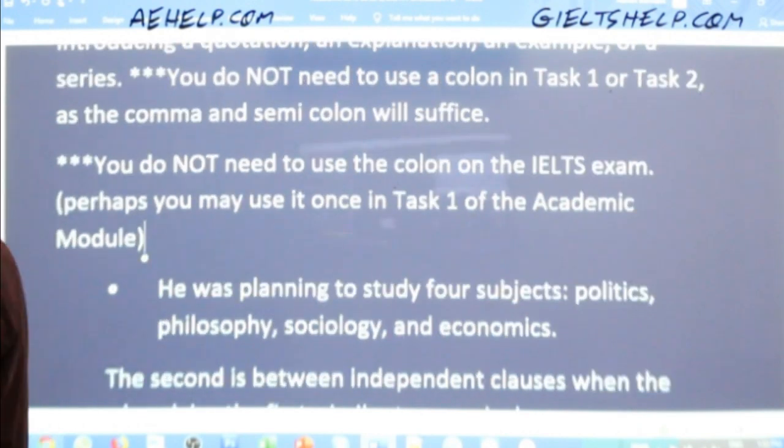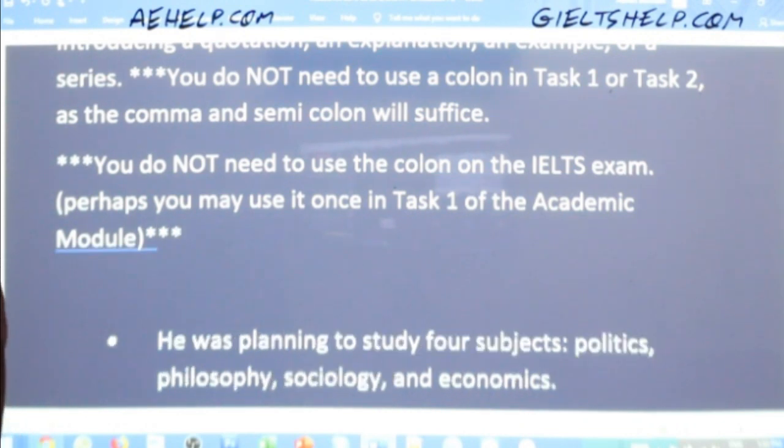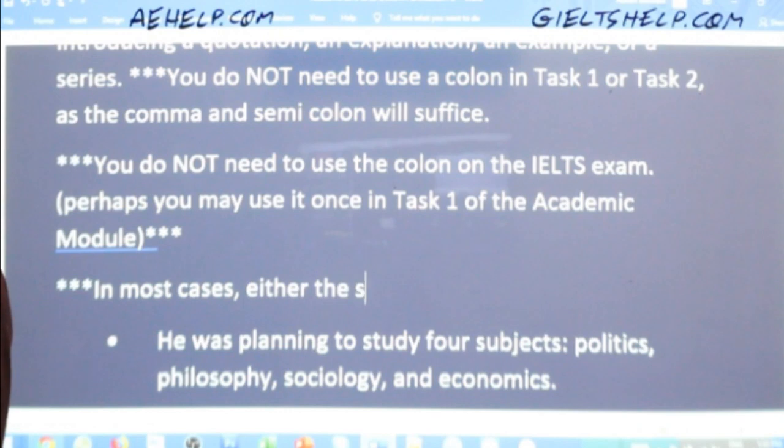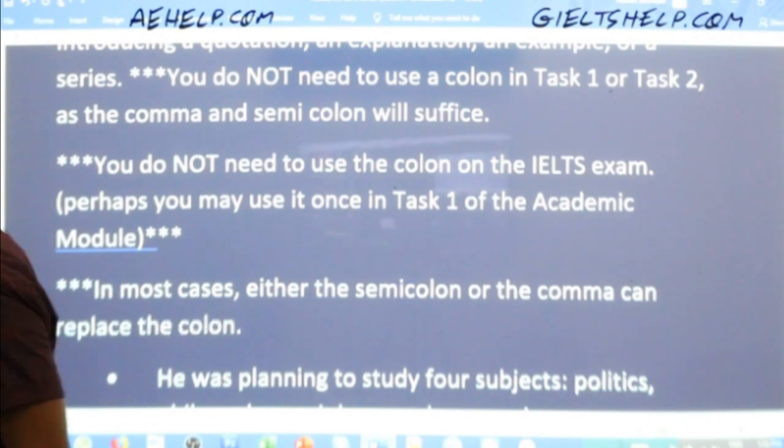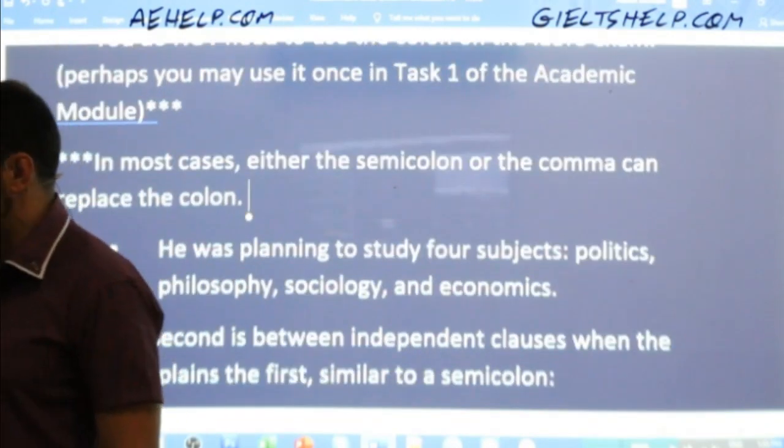All right, and I'll show you where in a second, where you might use it in task 1. But otherwise, it's redundant. In most cases, just remember this, in most cases, either the semicolon or the comma can replace the colon. Okay? So keep that in mind.